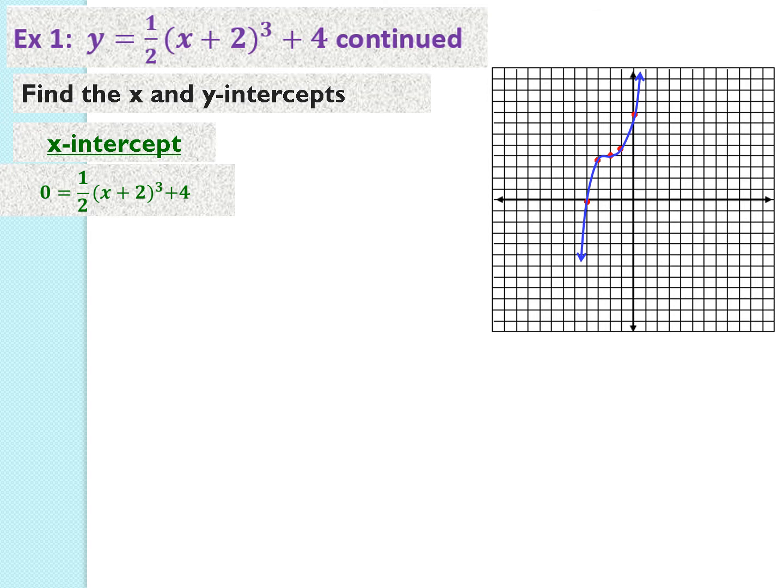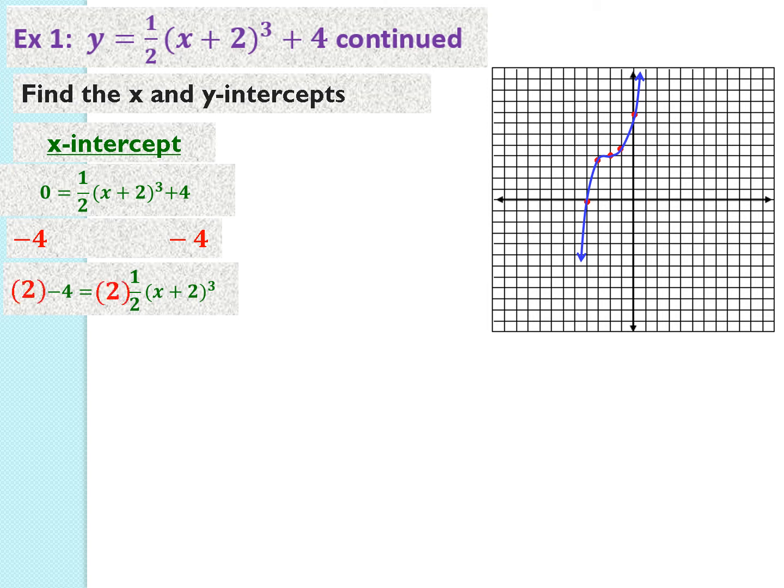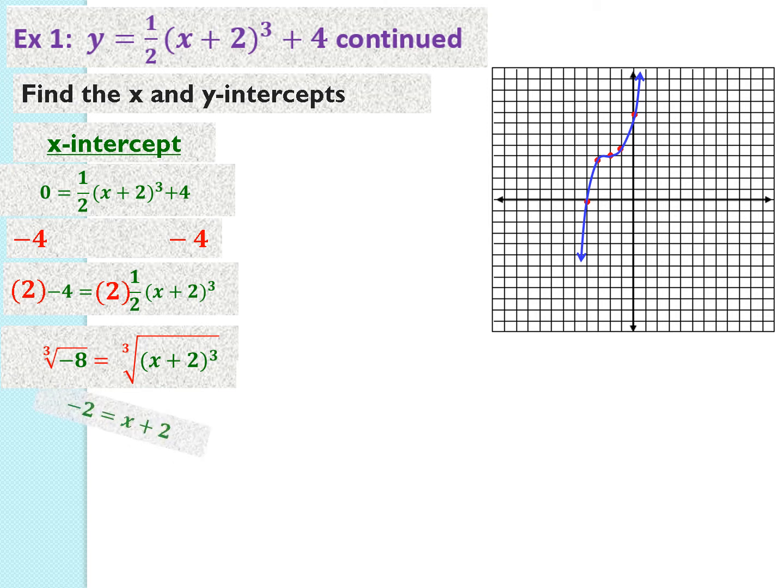So here we go. Your goal is still to get the parentheses cubed isolated. So the first thing we're going to do is subtract 4. That gets me -4 is 1/2 times x plus 2 cubed. Now, to get rid of the 1/2, we're going to multiply both sides by 2. So 2 times -4 is -8, and that gets me -8 is x plus 2 cubed. Now, to undo cubing something, we take the cube root. So the cube root of -8 is -2, and the cube root of x plus 2 cubed is x plus 2. We then subtract 2, and we get x is -4.